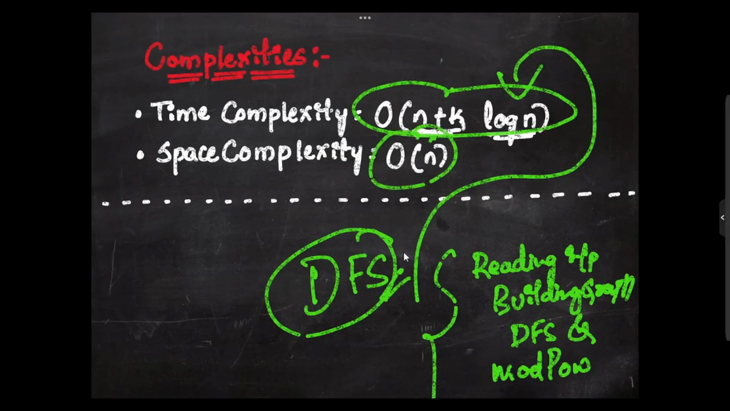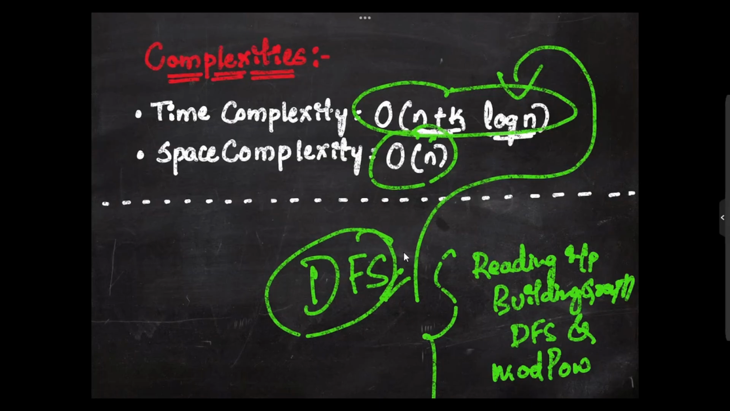So why is the space complexity big O of n? Because we will be building a graph, right? Also we'll be making use of a visited array. Visited means we shouldn't reuse the nodes that have already been visited, right? That is the reason we use visited. Also we'll be using a DFS stack.